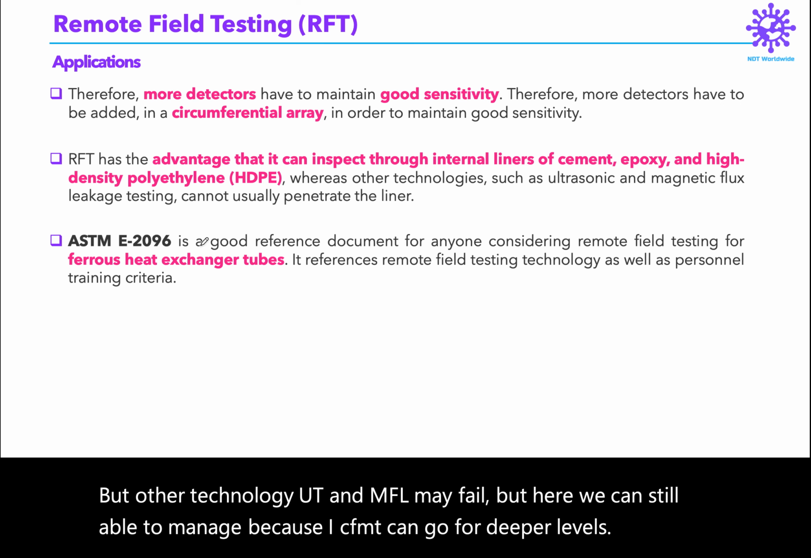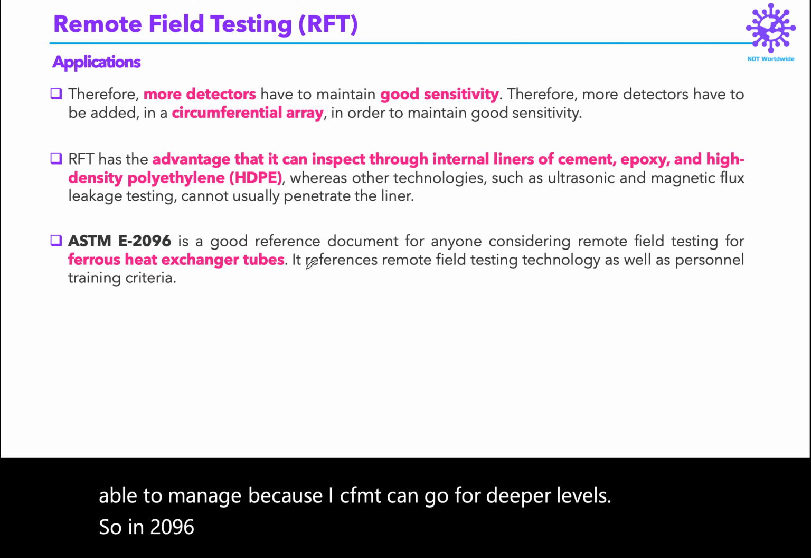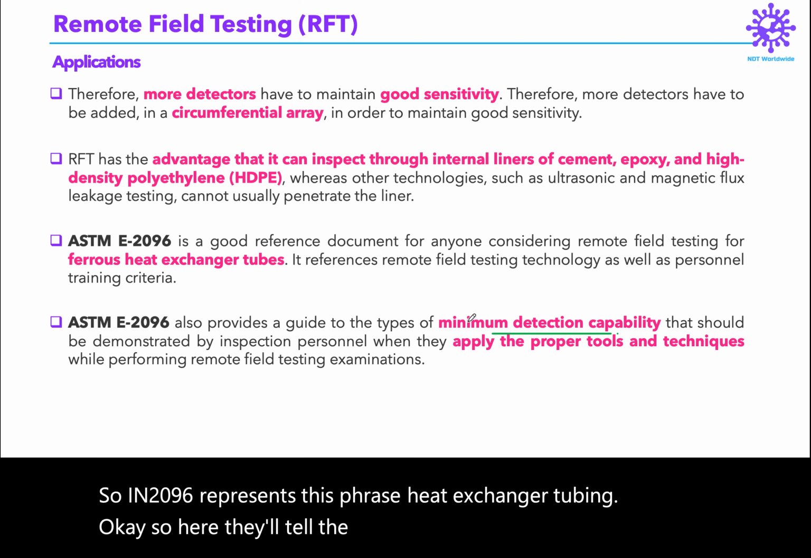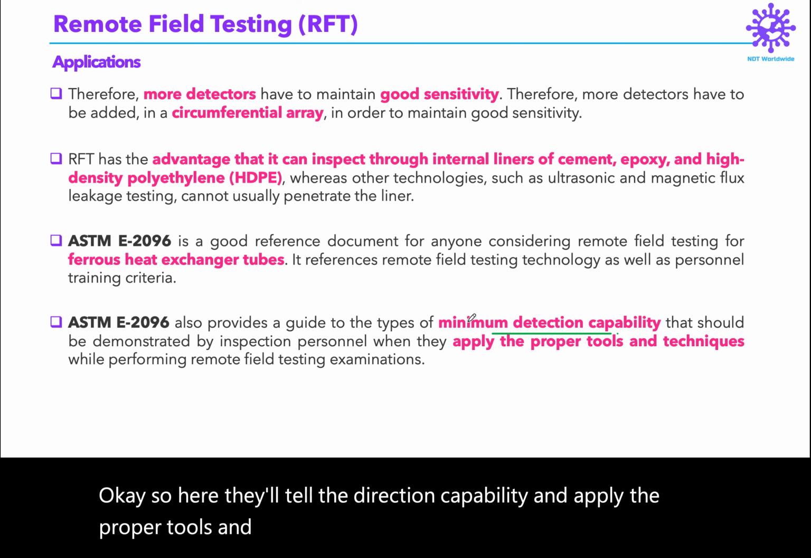So 2096 represents this ferrous heat exchanger tubing. Here they tell the minimum detection capability and apply the proper tools and techniques to perform the inspection of heat exchanger tubes.